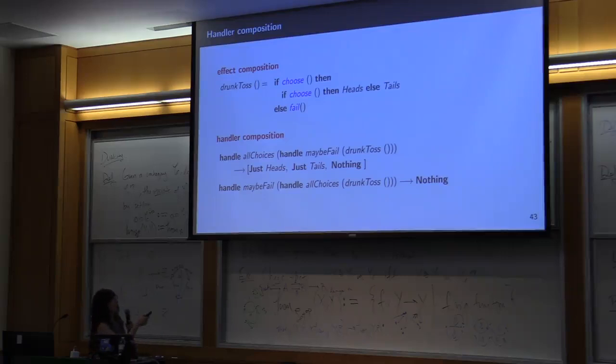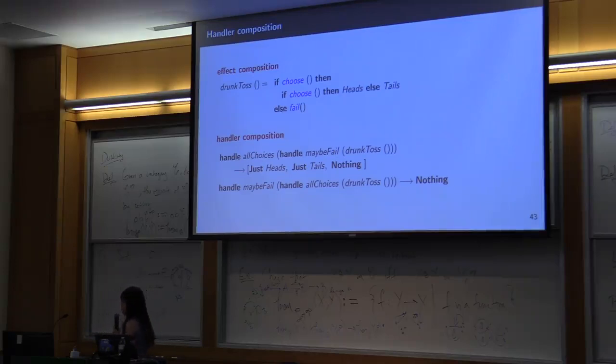And you can also think about that from the types perspective, right? In the first case, maybe fail will turn into a maybe, all choices will turn to a list, so you get a list of maybe. And in the second case, all choices will first turn the program into a list, and then maybe fail turns it into a maybe, so it's a maybe of a list. And then as long as one exception happens in a program, you get nothing.